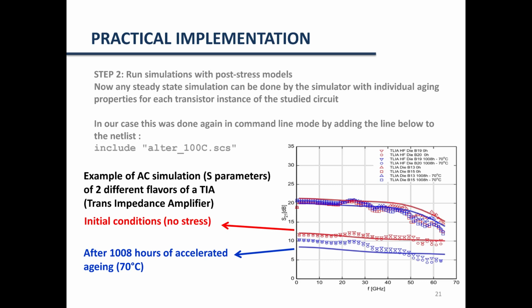And here on the graph, you have an example of AC simulations from which we can obtain the S parameters for 2 different flavors of transimpedance amplifier, one with high gain and one with larger bandwidth. And you can run these simulations in the initial conditions, that means with no stress, and you can run the simulations after 1,000 hours of accelerated aging, for instance, and see the difference. So this is practically exactly the result that we wanted to have in the end.